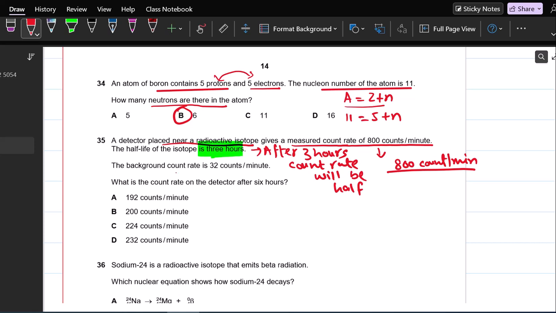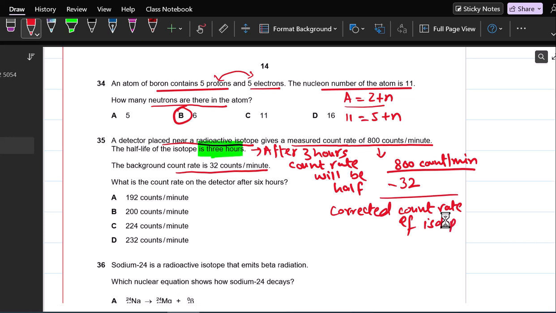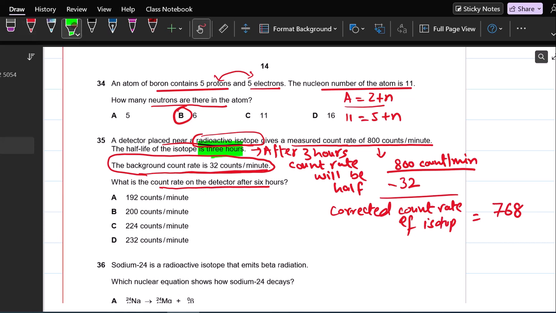The background count rate is 32 counts per minute. So you have to subtract 32 from this. If you subtract 32, the corrected count rate of the isotope will be 768. Yes, because the radioactive isotope is having a count rate, background count rate is not going to be half, it is fixed. So what is the count rate on the detector after 6 hours?